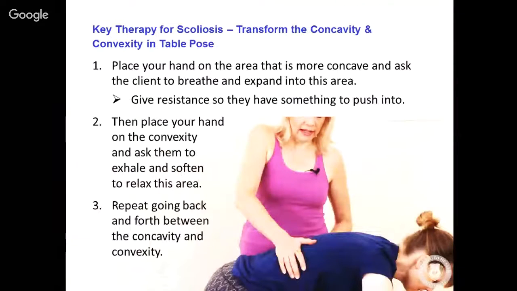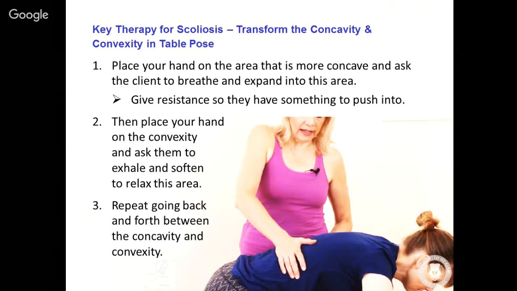And here we can actually give tactile feedback to transform the concavity and convexity in table pose. You place your hand on the area that's more concave, the one that's more indented or more collapsed, and you ask them to breathe and expand, and you actually give resistance so they can push into your hand. And then you place your hand where it's more protruded or more expanded, and you ask them to exhale and try to soften and relax and melt into this area.